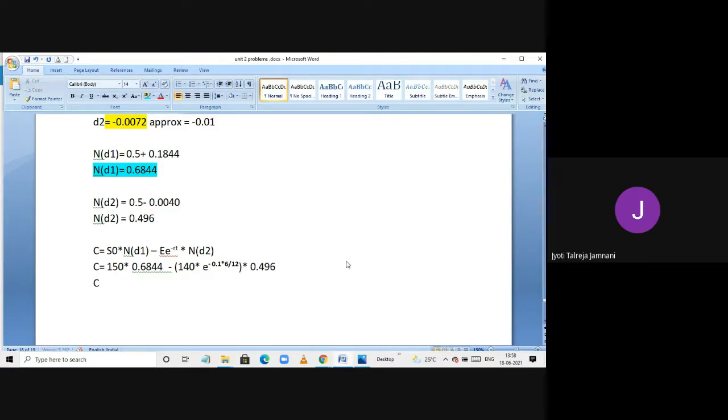Let's solve. C is equal to, first, 150 into 0.6844, which is 102.66. All of you getting it? Yes, ma'am. So now we'll find 140 into E raised to minus RT. First we'll do E raised to minus RT. For E you have to do shift ln in your scientific calculator.